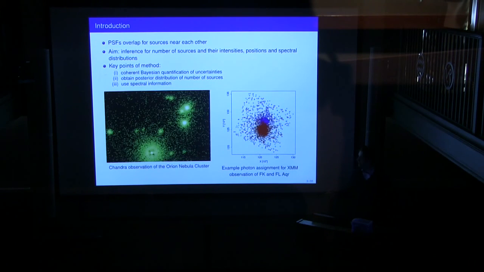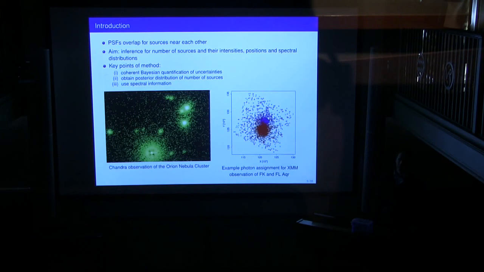As we can see, when two sources are close together, their PSFs overlap, and then we can't tell which source each photon comes from. In some cases, we may not even be able to tell how many sources there are. So the aim is to infer the number of sources, their intensities, their positions, and their spectral distributions.